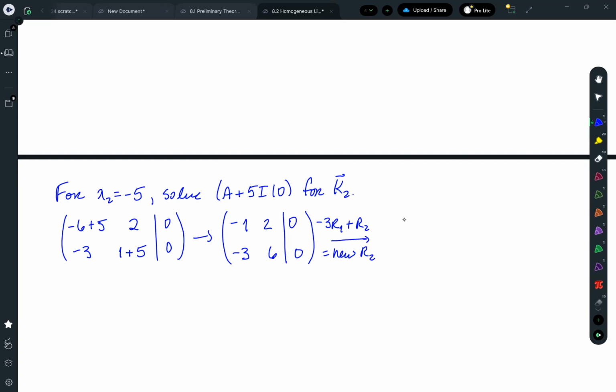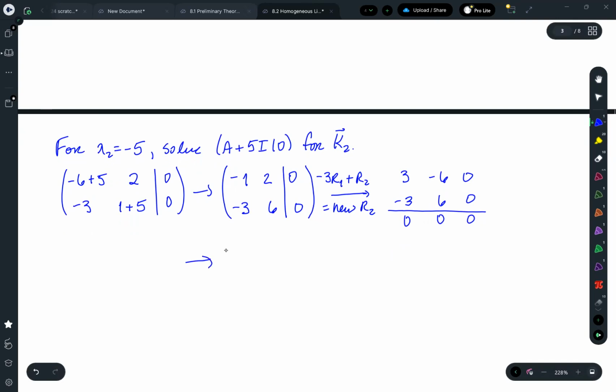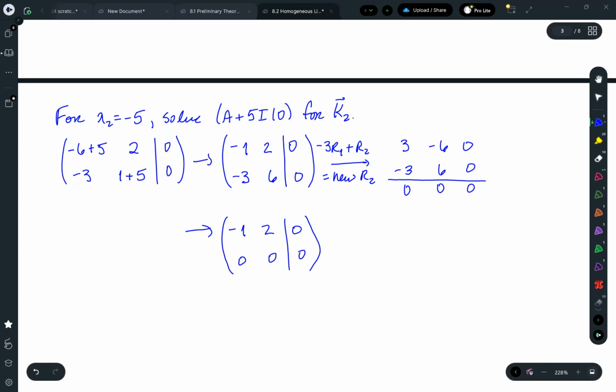So the row 1 would now be 3, and it would be a -6 and 0. Row 2 would be the -3, 6, 0. When we add them together, we get a row of zeros. So now we have the matrix with elements -1, 2, 0, and then a row of zeros. Okay? All right, so row 2 is saying that K2 is free.